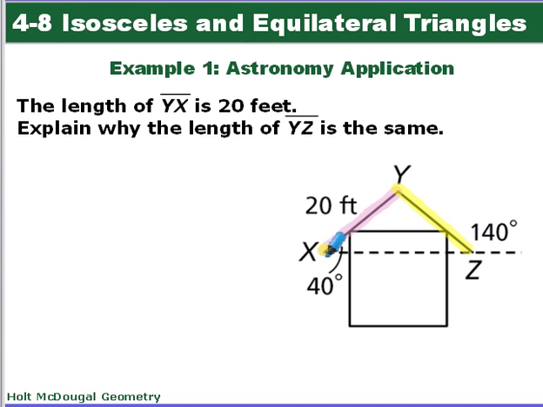Well, they made it nicely into a triangle, and if you notice, it tells us this angle is 40 degrees. It tells us this angle is 140. Well, notice these two angles make a linear pair, so this is going to be 180 minus 140, which is going to be 40 degrees. So now we know these two angles are congruent, and because of that, we know that these two sides have to be congruent, which means this is going to be 20 feet as well.